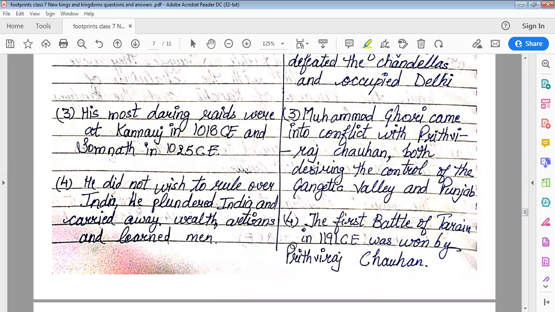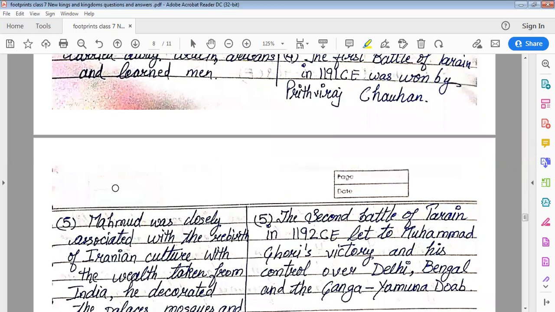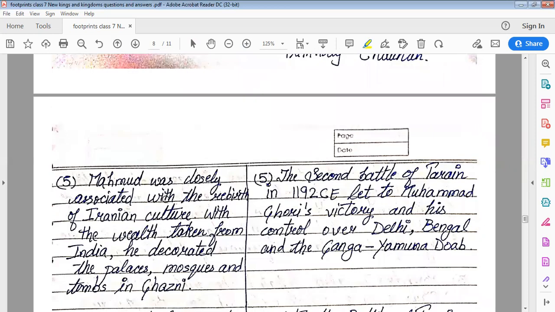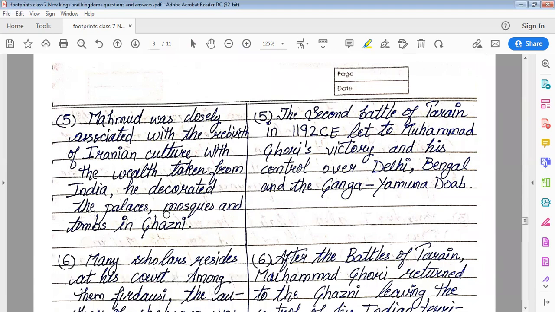The first battle of Taran in 1191 CE was won by Prithviraj Chauhan. Muhammad was closely associated with the rebirth of Iranian culture with the wealth taken from India. He decorated the palaces, mosques, and tombs in Ghazni.